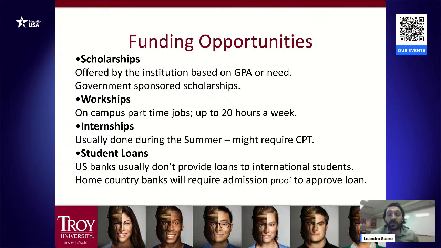Another way to cover part of your education is through work. Some universities will give students the opportunity to work on campus up to 20 hours a week. It's a part-time job. I mentioned this before. You are not allowed to work outside campus unless you are doing CPT, OPT, or academic training. In any other case, you are not allowed to work outside campus. You take the risk of getting your visa revoked. Again, you can be sent back to your home country if you are in violation of your visa, right? But yes, you can work on campus up to 20 hours a week.